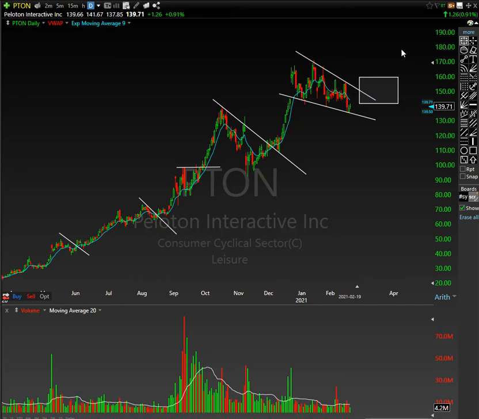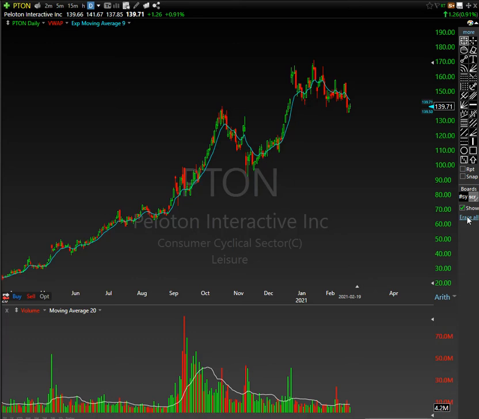Now, I just want to put this out. This is not a recommendation to buy, sell, or trade this stock. This is a random chart that I've pulled. I don't think I've actually even ever traded Piton. I just pulled a random chart, and I'm doing an example of pattern recognition.